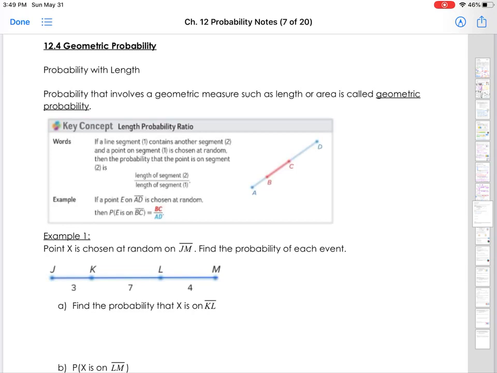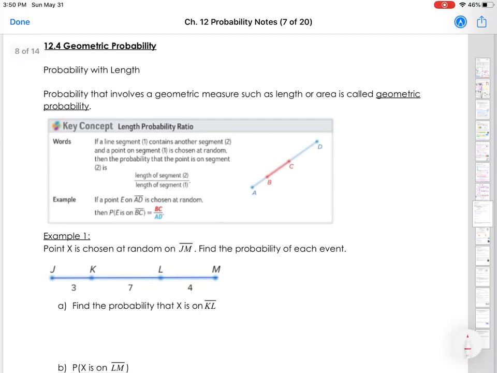12.4, geometric probability. So we can also do probability not just with spinners or dice or coins, but with geometry, more length and area, that sort of thing. So we are going to start off with length. The probability that involves a geometric measure such as length or area is called geometric probability.